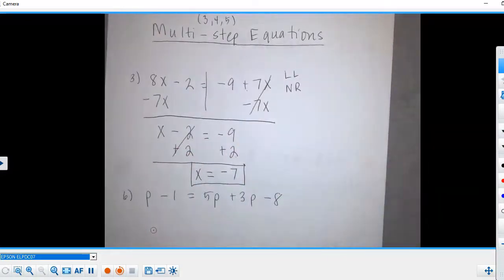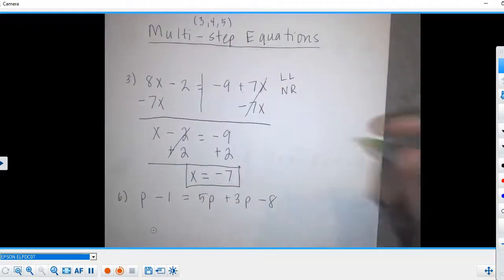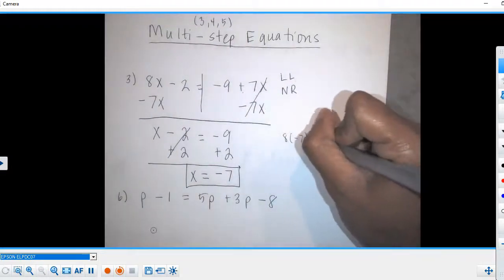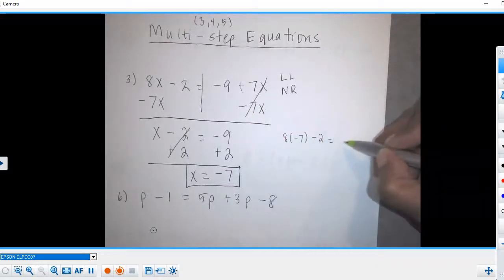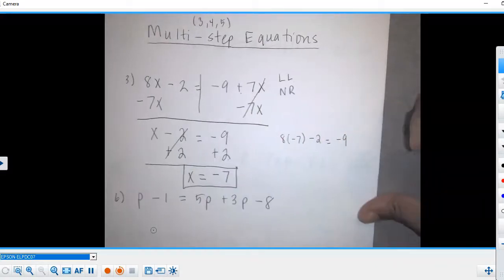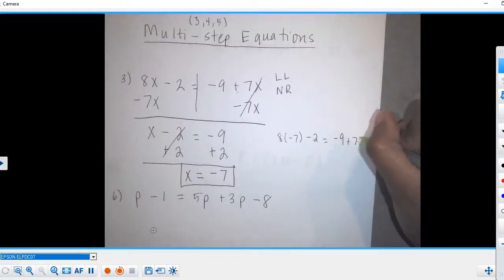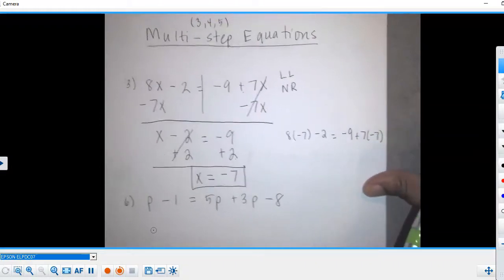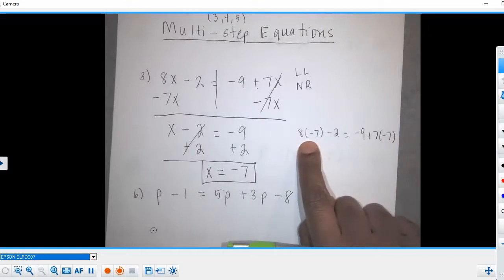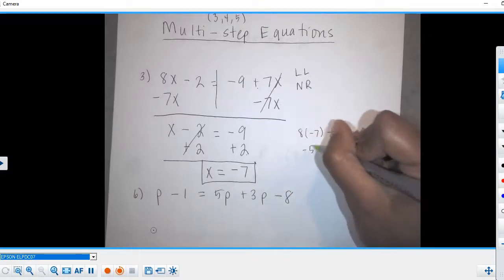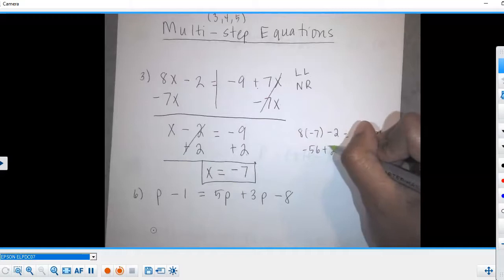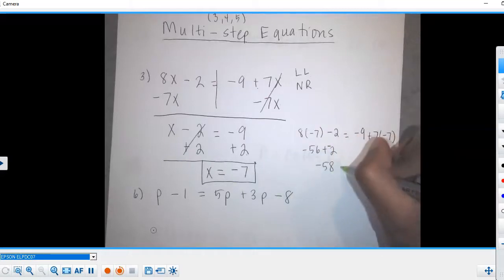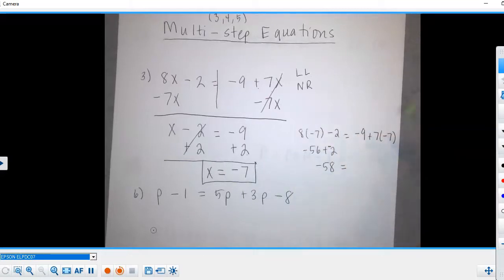Okay, and we can go and prove and disprove. I'm going to do that super quick. Is if I have 8 times negative 7 minus 2, does that equal the stuff over on this side, which is negative 9 plus 7 times negative 7? So are those equivalent? Well, this is negative 56 minus 2, plus bump back. So I got negative 58 on the left.